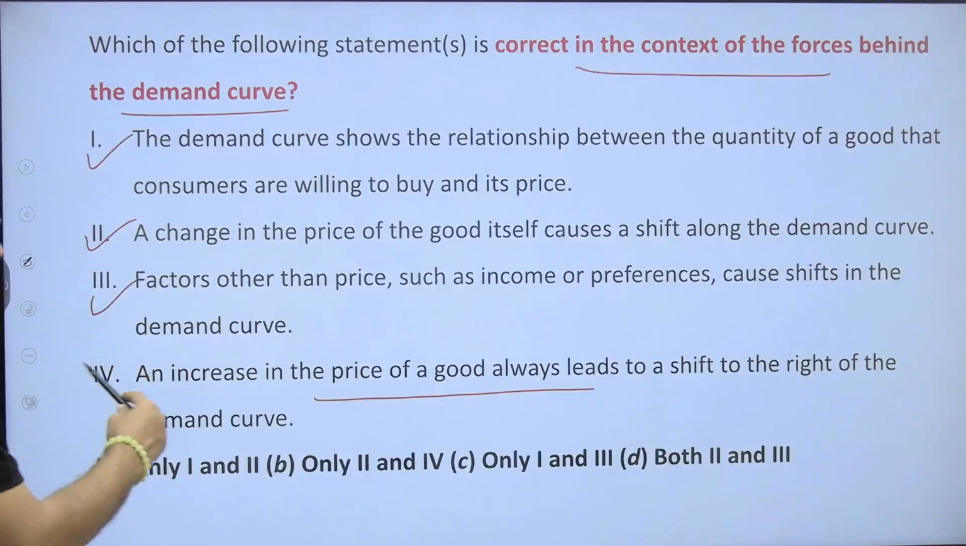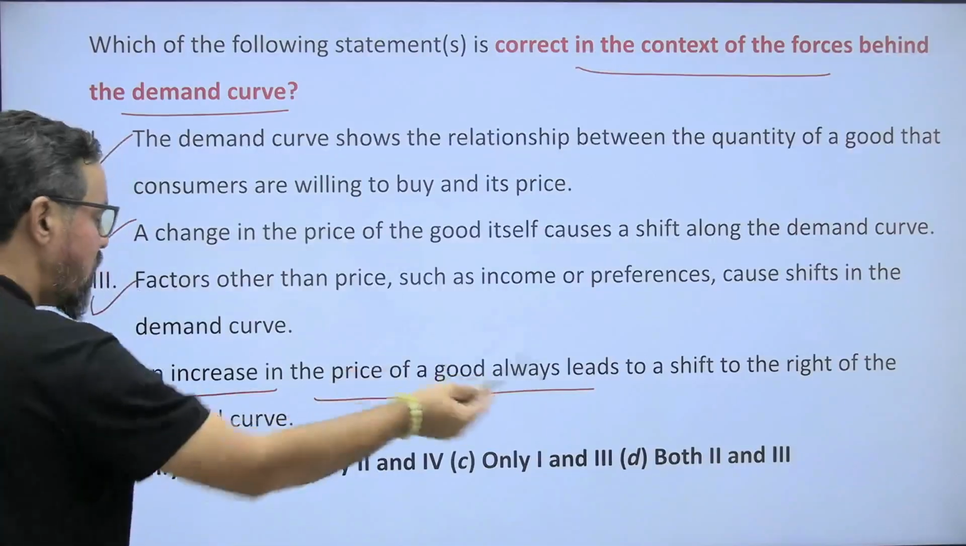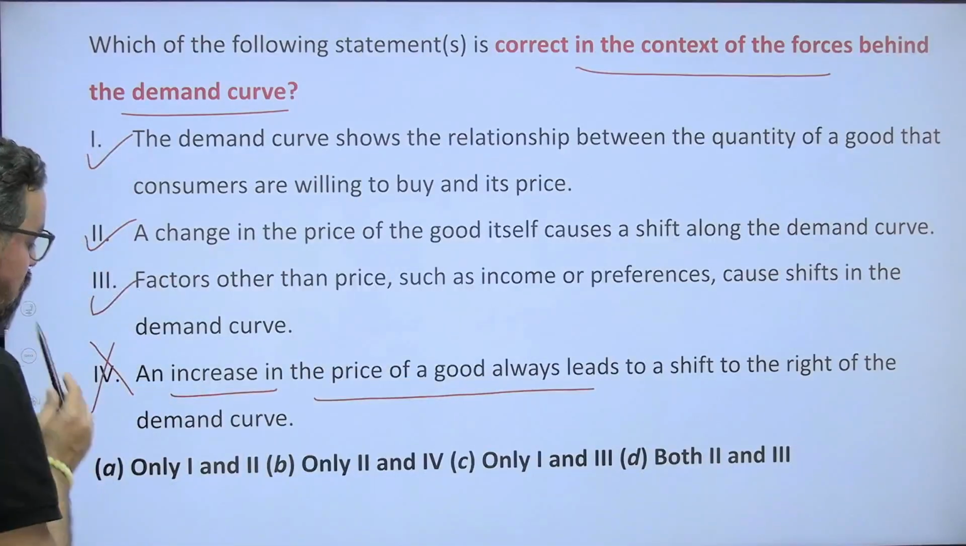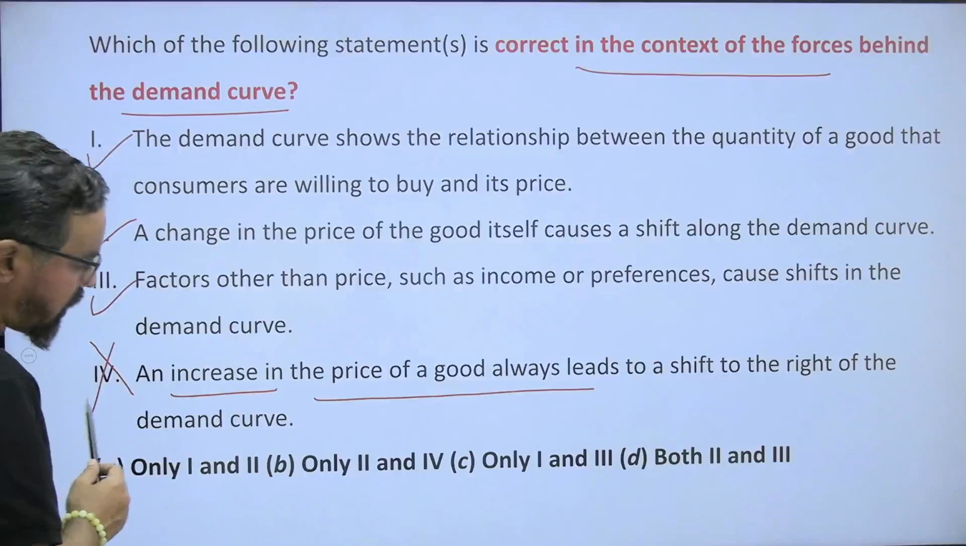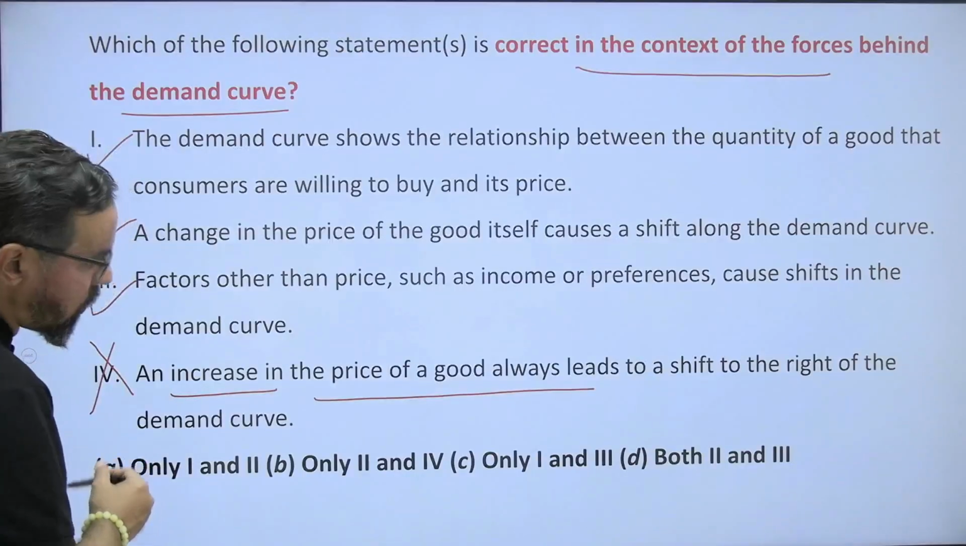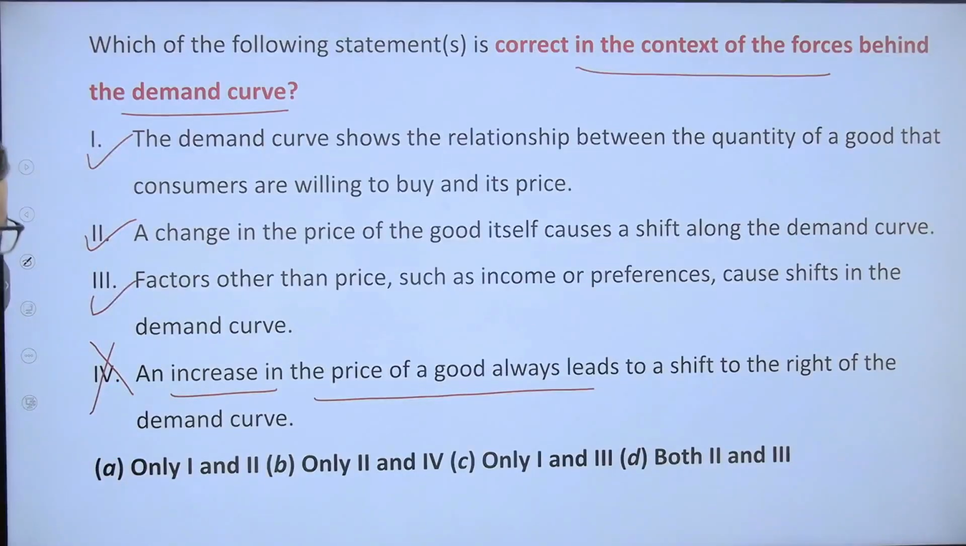No, it will be left, okay? If the price increases, there will be less demand. So this is wrong. So 1, 2, 3. Do we have 1, 2, 3 here? No. That means there is one other statement which is wrong. A change in the price of the good itself causes a shift along the demand curve.